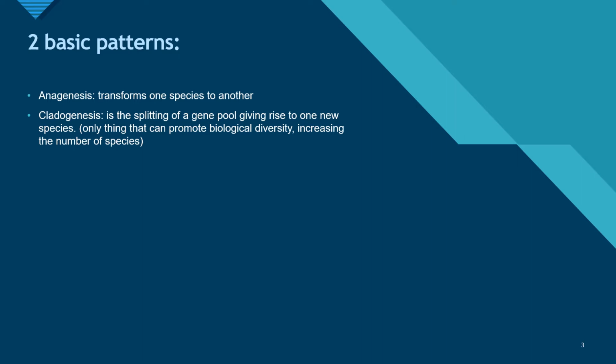So there are two basic patterns that we're going to look at, which are anagenesis and cladogenesis. Anagenesis transforms one species to another. It's phyletic evolution. And cladogenesis is the splitting of a gene pool, and if you remember, we talked about what a gene pool was before, to give rise to one new species. This is the only thing that can promote biological diversity. And if you think back to our first unit, we talked about why biological diversity is important, and this is the only thing that can also increase the number of species.